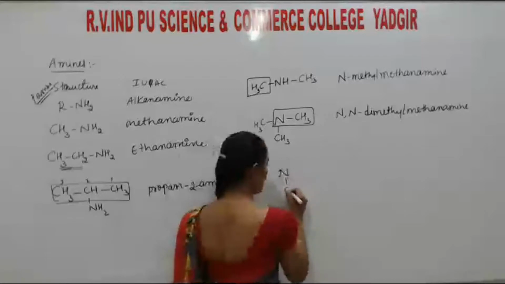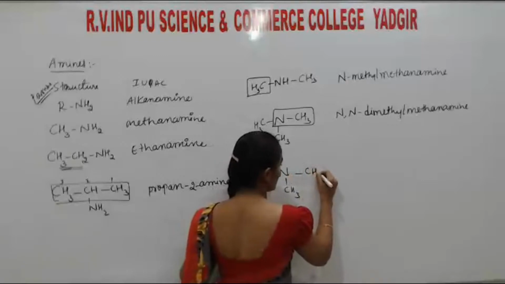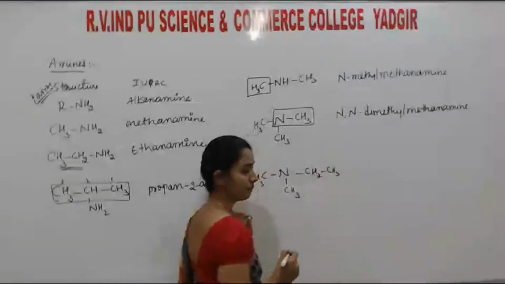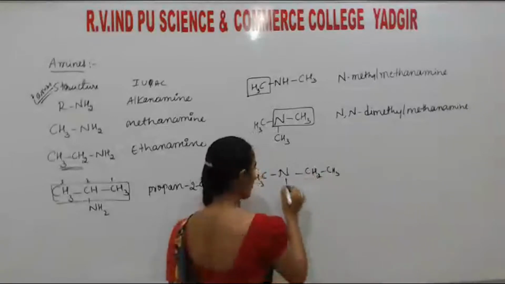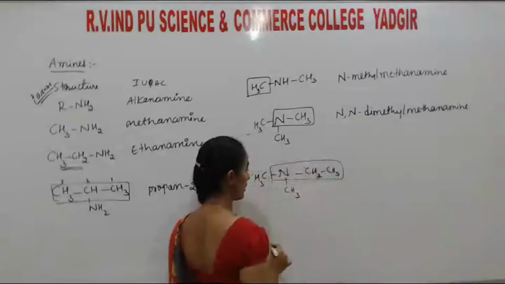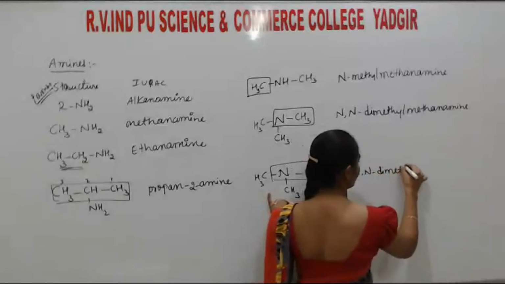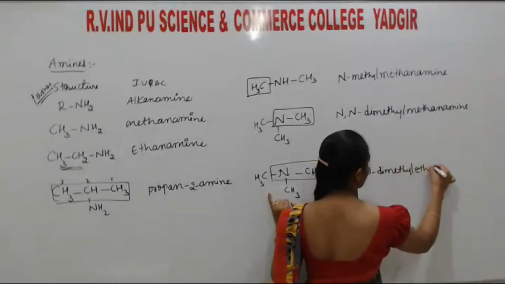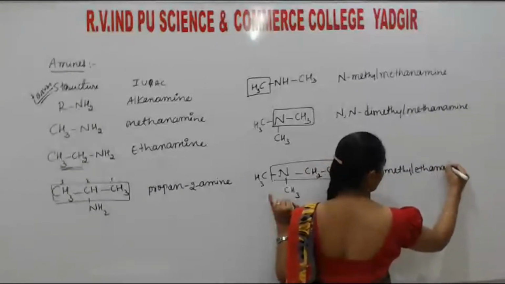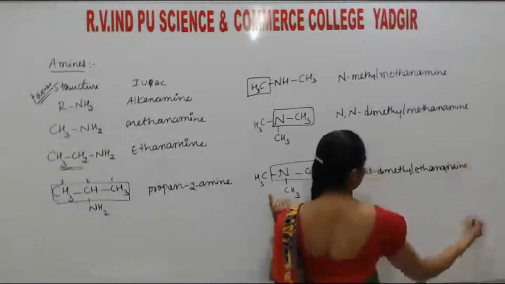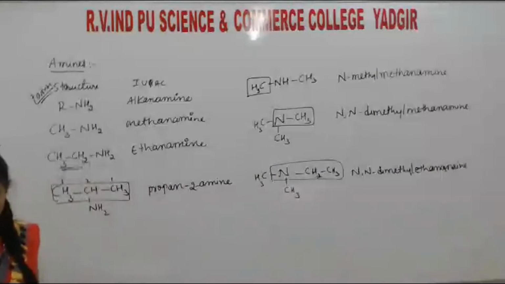Here it is N, CH3, CH3, CH2, CH3. Then among these two, this is the great parent chain with a greater number of carbon atoms. So this is considered as a parent chain. Then it is same NN dimethyl ethanamine. So this is how to name the compound.